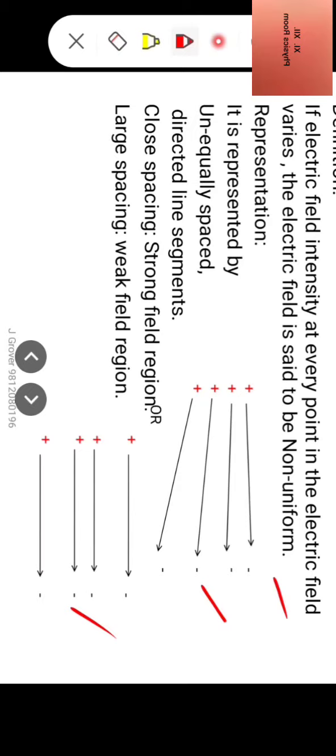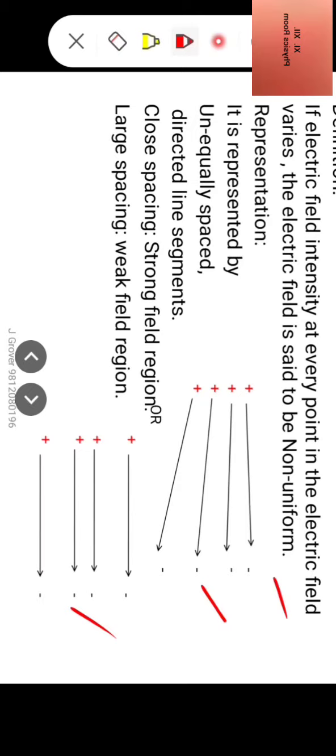There is no equal spacing between the lines, the directed line segments. The spacing is different at different points. This is how we represent a non-uniform electric field.